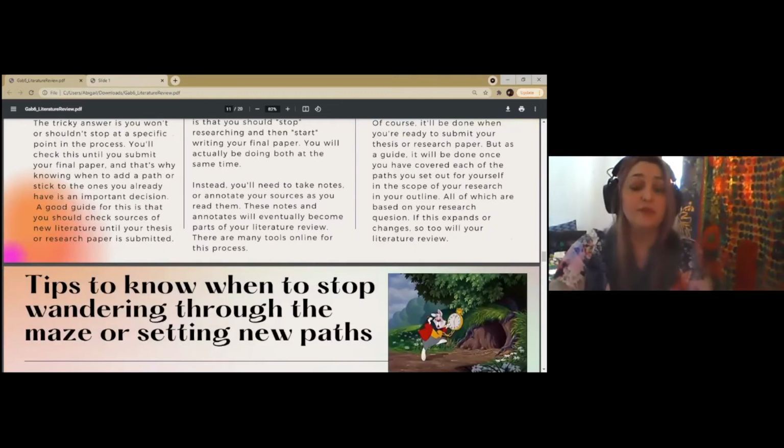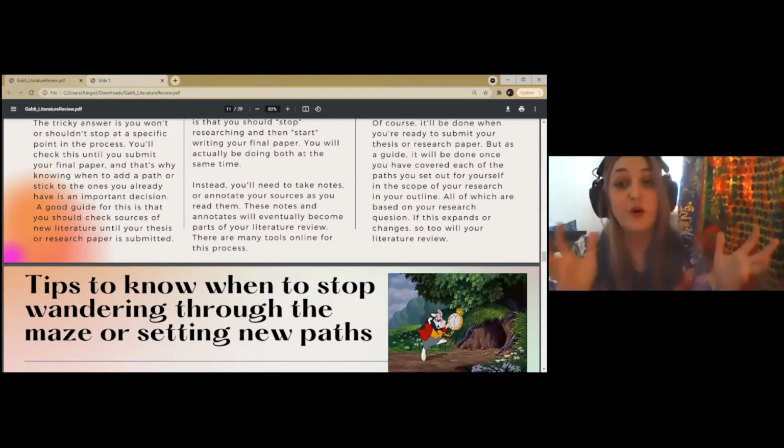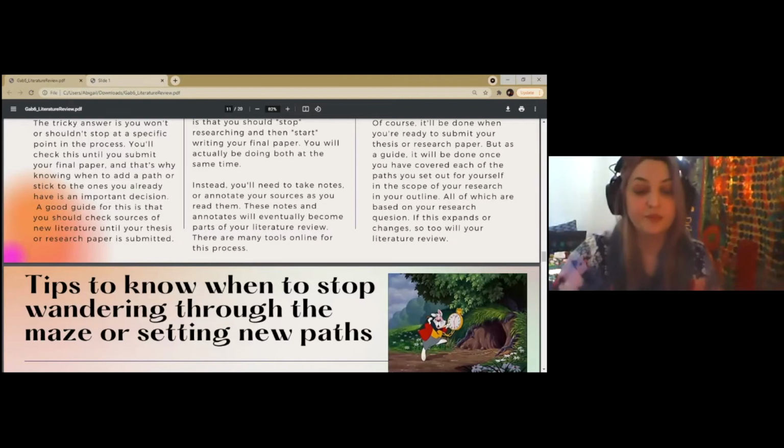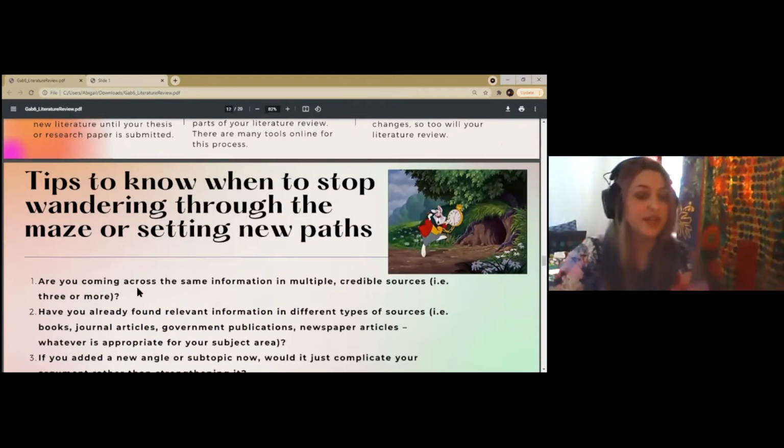For example, if you expand your research question, if you decide to go in an opposite way, remember, so too does your research or literature review also need to expand or go in another way. So here are some tips that I have for you to know when to stop wandering through the maze.